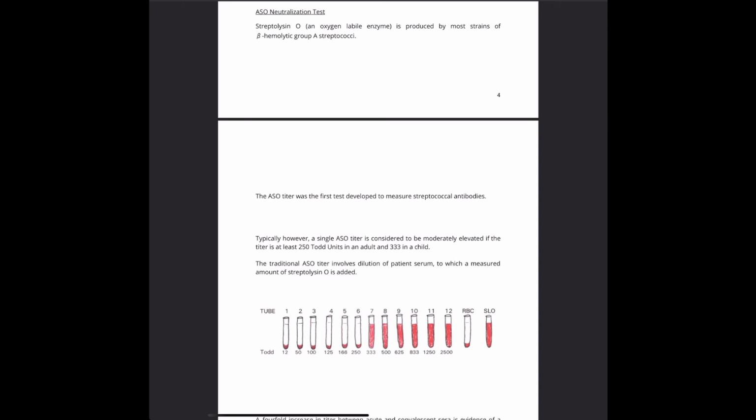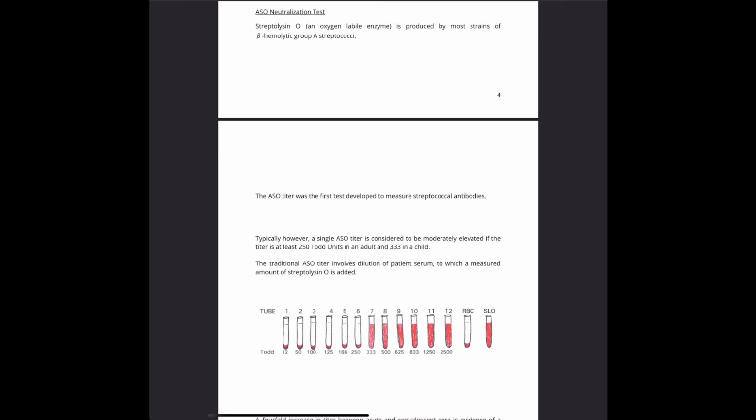The traditional ASO titer involves dilution of a patient's serum to which a measured amount of streptolysin O is added. After a proper incubation period, red blood cells are added as an indicator, and if enough antibody is present, the streptolysin O will be neutralized and you will not see any hemolysis. The titer is reported out as the reciprocal of the last tube showing no hemolysis. This can be expressed in Todd or international units.